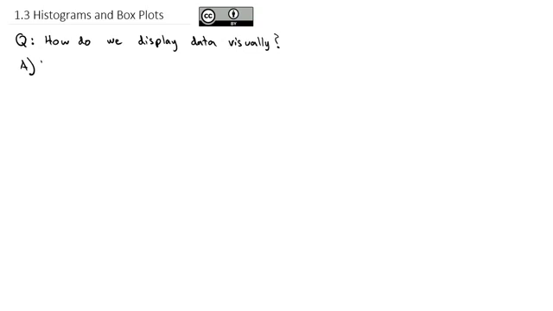The first way is going to be with what's called a histogram. A histogram shows us frequencies over intervals. And a histogram can really give us an idea of the shape of our data. Let's do a quick example here. It's going to be easier to talk about a histogram with an example of a histogram.